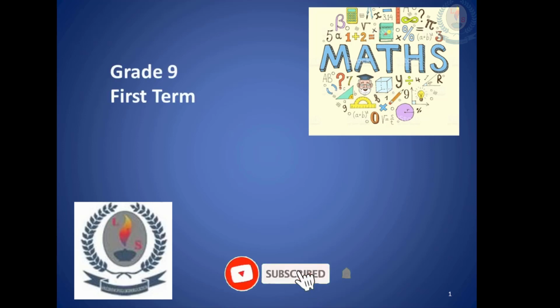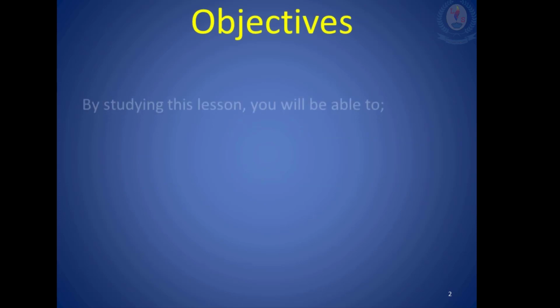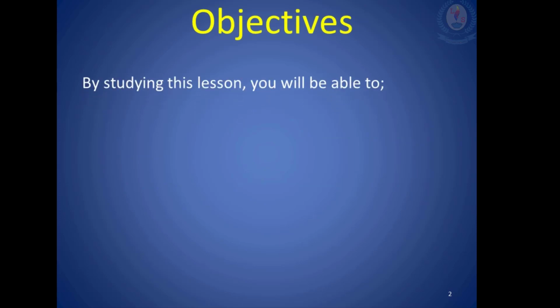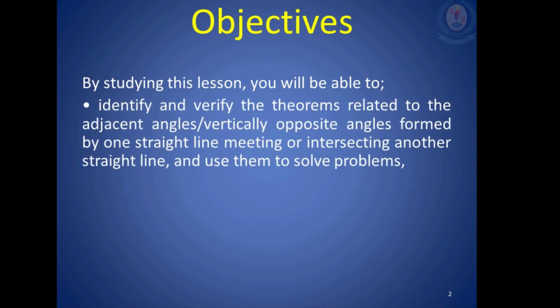Mathematics, Grade 9, First Term, Chapter 8, Angles related to straight lines and parallel lines. Objectives. By studying this lesson, you will be able to identify and verify the theorems related to the adjacent angles, vertically opposite angles formed by one straight line meeting, or intersecting another straight line, and use them to solve problems.